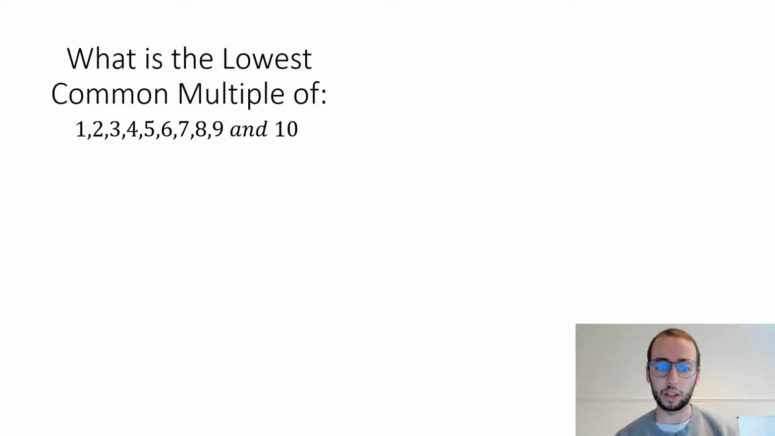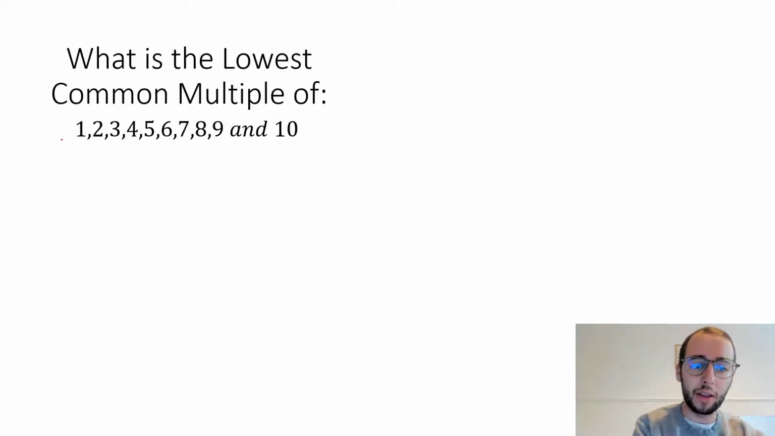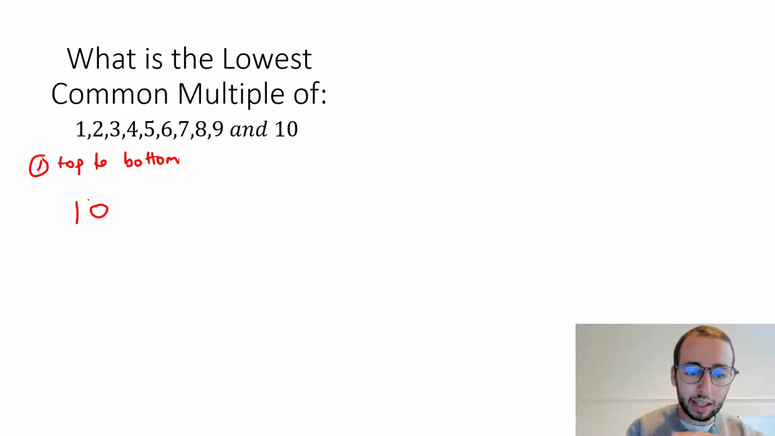So let's start by answering the question. We can do this in two ways. The first way is from top to bottom. So we start with the number 10. We think, okay, 10 is a multiple of 10, and 1, and 2, and 5. So we've already ticked all those things off.